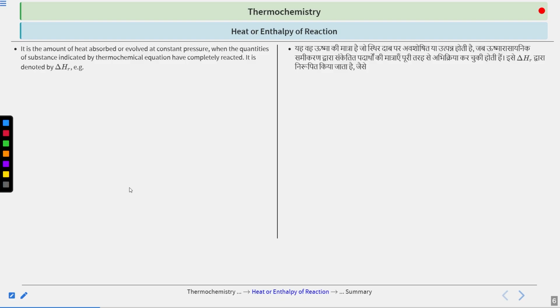Clear? So again I am repeating it, that most of the reactions that you do, you are doing at constant pressure, and since you are doing it at constant pressure, the heat exchange would be equal to the enthalpy change, which is QP.